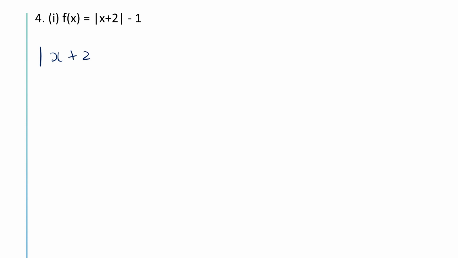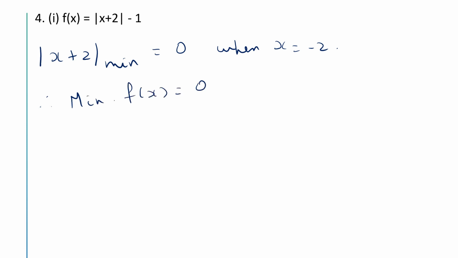So here the minimum of this function is 0 when x is equal to minus 2. Therefore, minimum of f(x) is equal to 0 minus 1. It is equal to minus 1. So f(x) attains a minimum value of minus 1. The minimum value of f(x) is minus 1 and there is no maximum value.